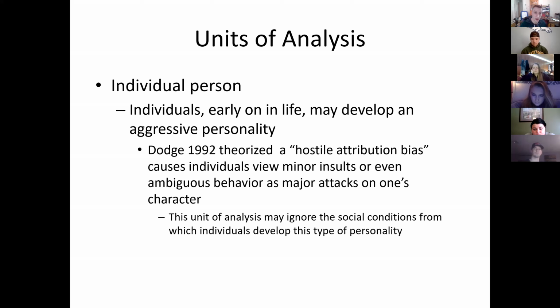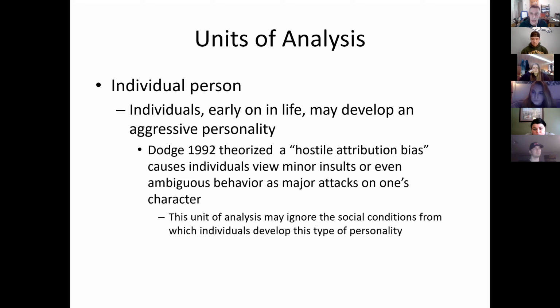The individual, though, looking at, even if you have a perfect measure of hostile attribution bias at the individual level, it may not be good enough, because this unit of analysis may ignore the social conditions from which individuals develop this type of personality, at least their inability to get this under control. You're ignoring everything that's going on in their social life, what is happening in the family, what's happening in their neighborhood, to explain why it is that they seem to have a real chip on their shoulder.